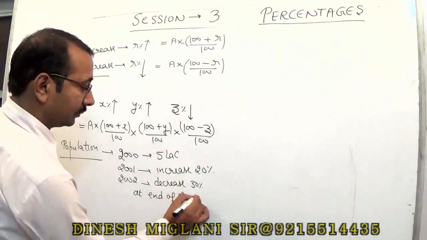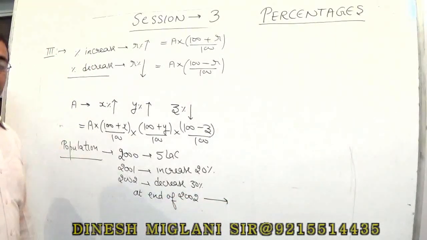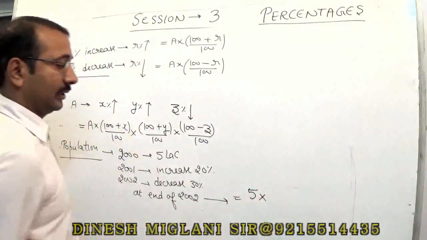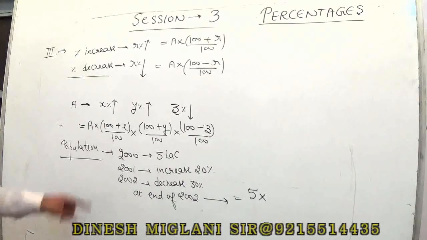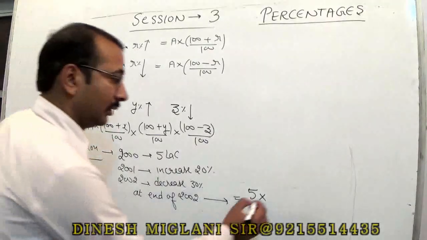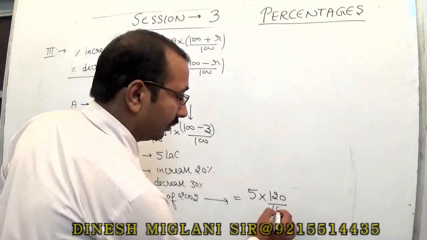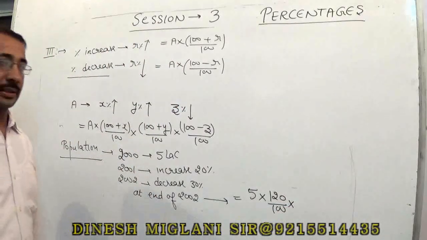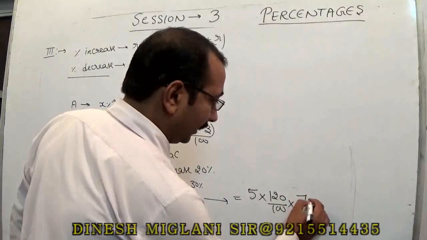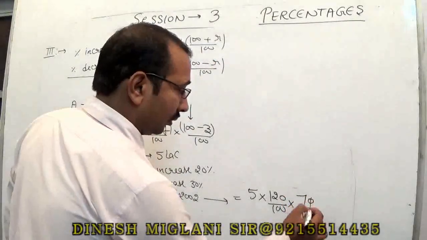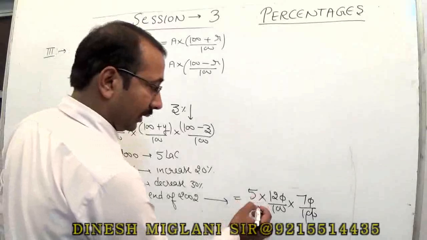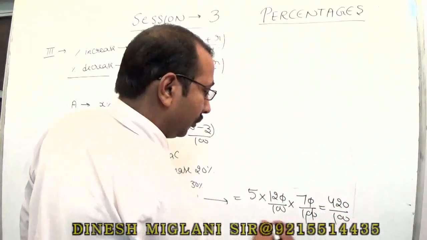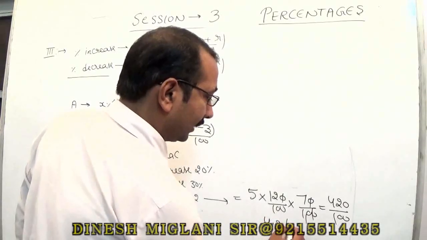So you have to find the population at the end of 2002. That was the statement. Now what you can do in this question? Initial population was 5 lakh. First year there was an increase of 20%. You can make it as 100 plus X by 100, so I can take it as 120 divided by 100. In the second year there is a decrease of 30%. You make it as 100 minus 30 by 100. Now just solve it. That would be taken as 420 upon 100, or you can say your answer is 4.2 lakhs. It becomes your answer.